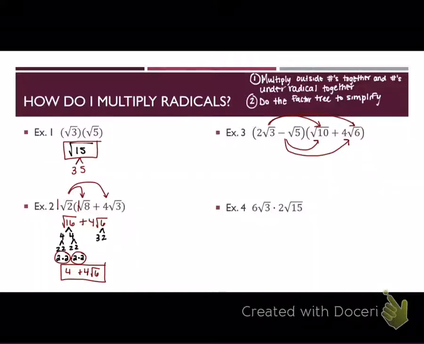So Kylie, I have 2 root 3 times the square root of 10. And remember, in front of the square root of 10 is a 1. So what does that become? 2 square root 30. So yes, that is 2 square root of 30. And if I do 2 root 3 times 4 root 6, what would that be? 8.